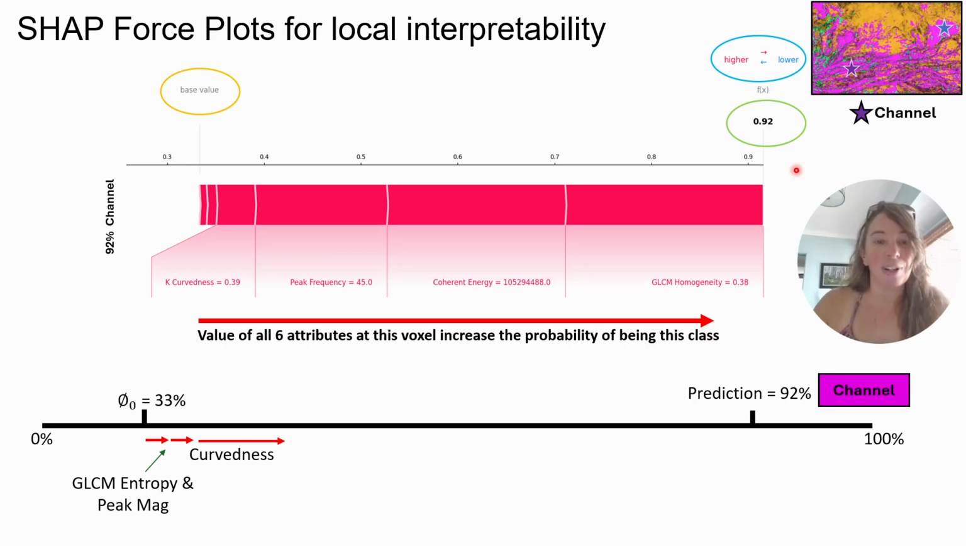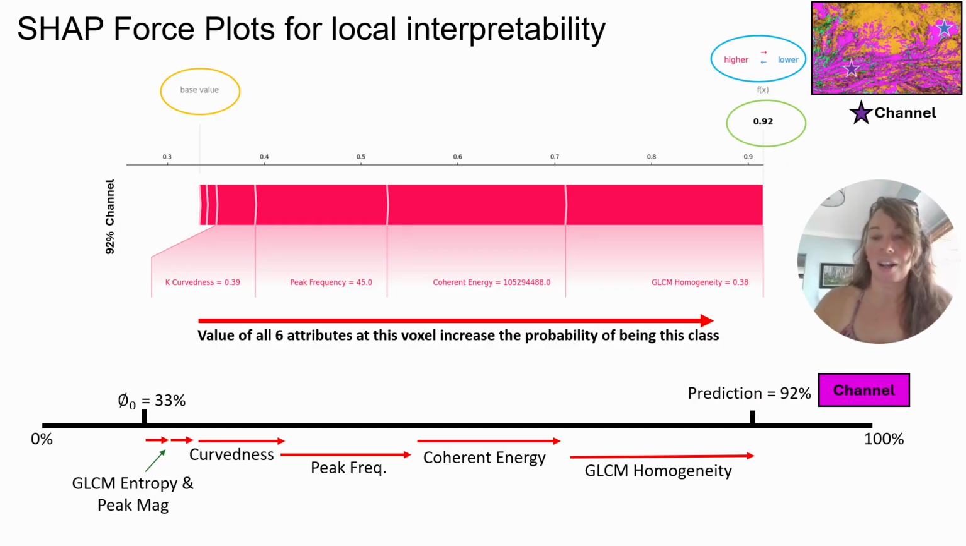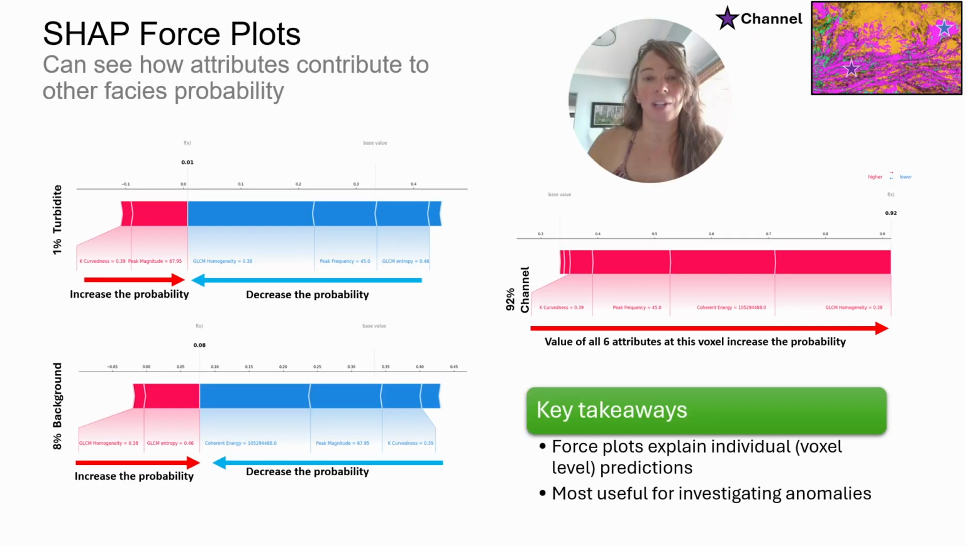And just to break it down another way, the GLCM entropy and peak mag are going from that 33% chance building up. Adding in the curvedness, the peak frequency, the coherent energy, and the GLCM homogeneity all gives you that final classification of 92% chance that it's a channel.